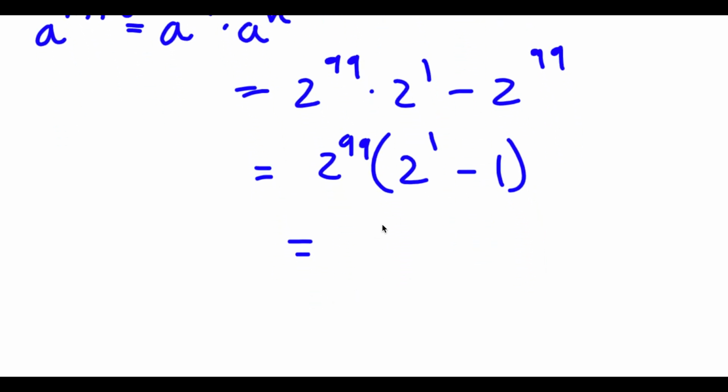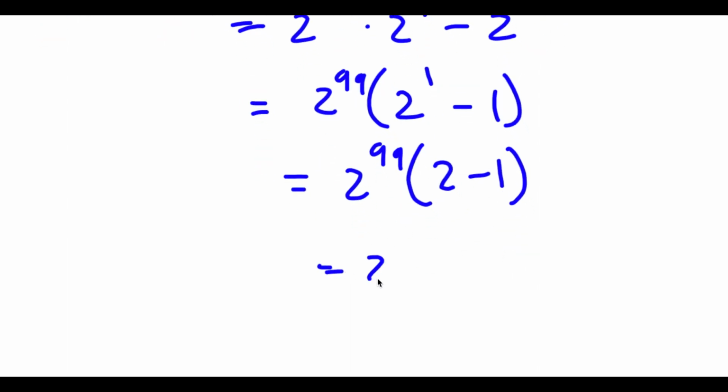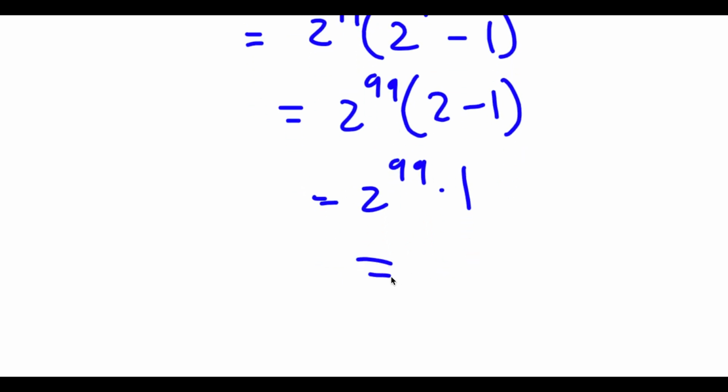2 to the power of 1 here is the same thing as 2. So now I have 2 to the power of 99 times 2 minus 1. 2 minus 1 is equal to 1, so I have 2 to the power of 99 times 1. And anything times 1 is itself, so I simply am left with 2 to the power of 99.